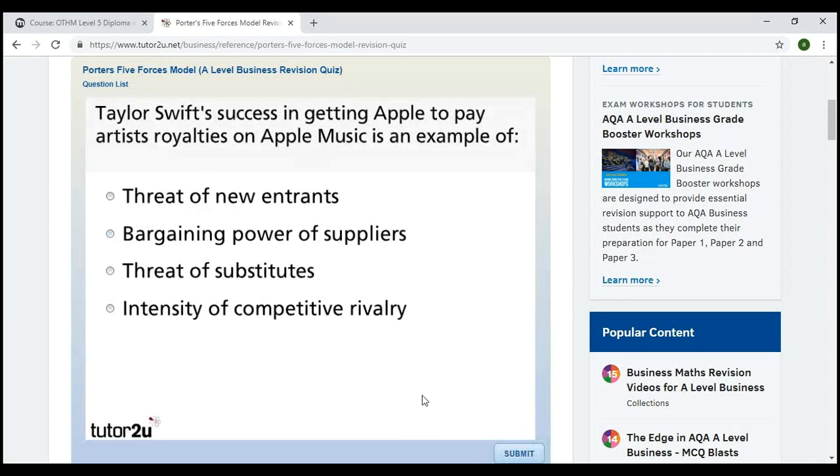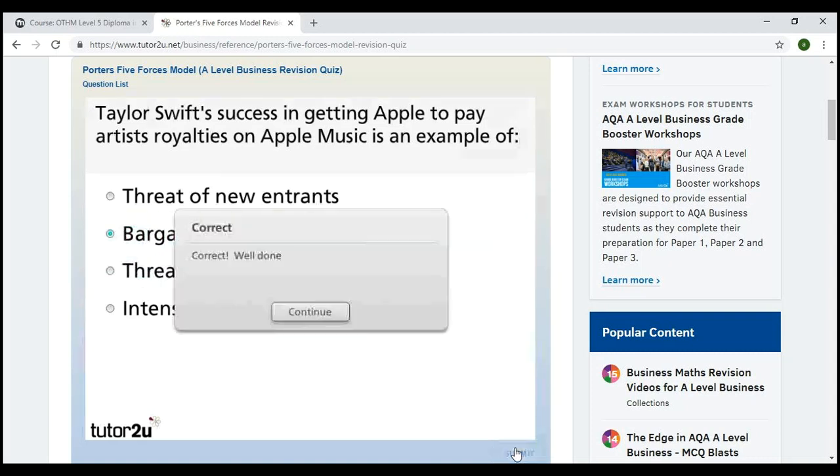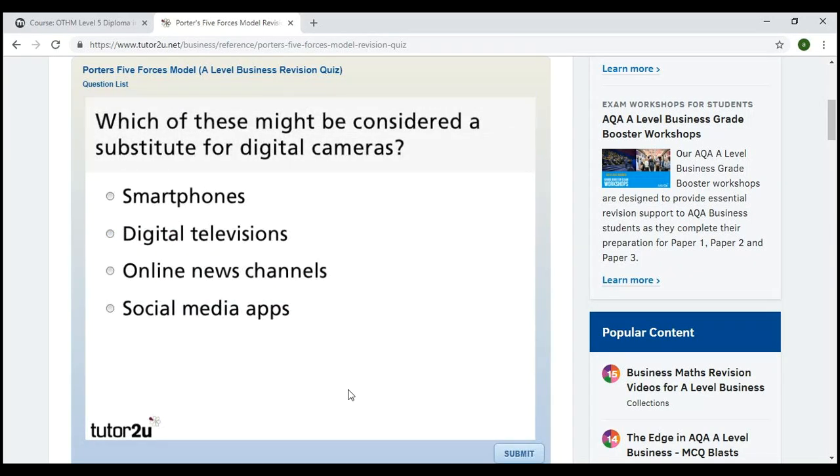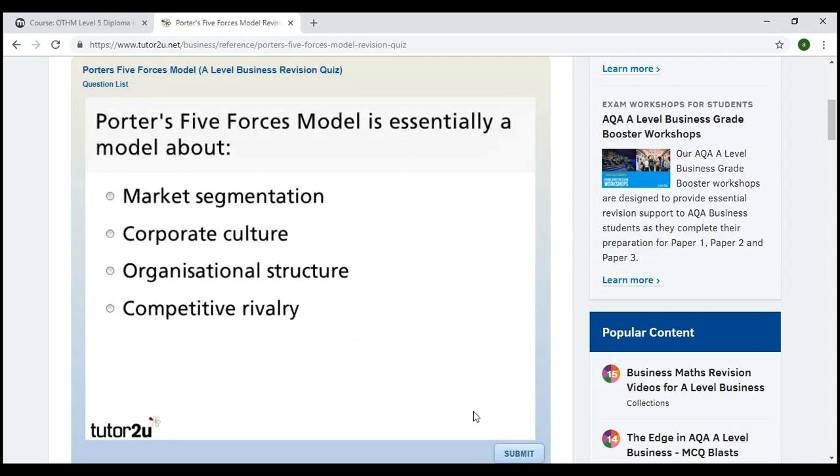Well done, great, correct. Taylor Swift's success in getting Apple to pay royalty on Apple Music is an example of what? Threat of new entrants, bargaining power, threat of substitutes? Well, it's bargaining power of suppliers, because she's a supplier and she had bargaining power. Okay, well done, correct. Which of these might be considered a substitute for digital cameras? Smartphones, it should be. Okay, well done, correct.